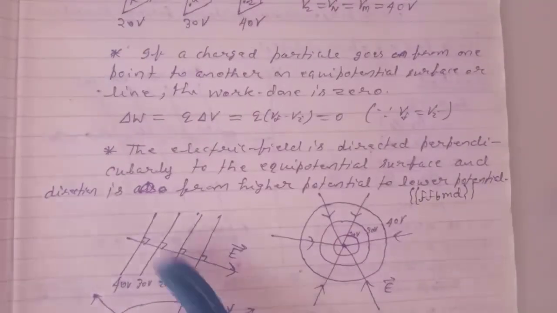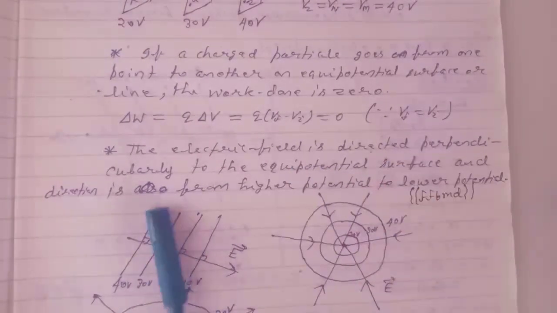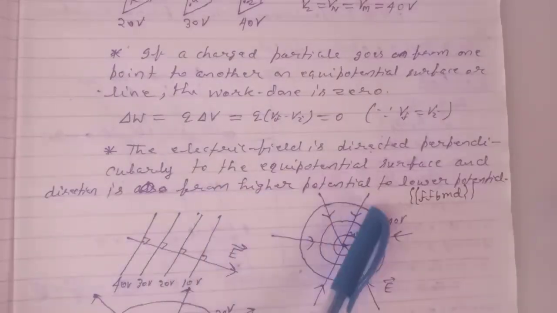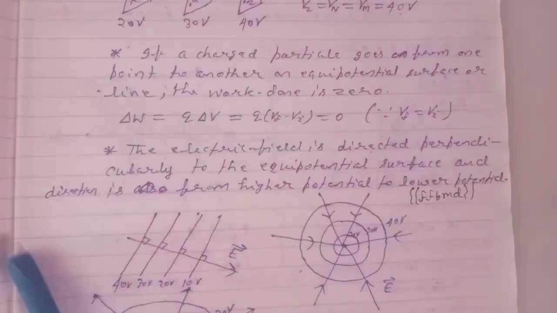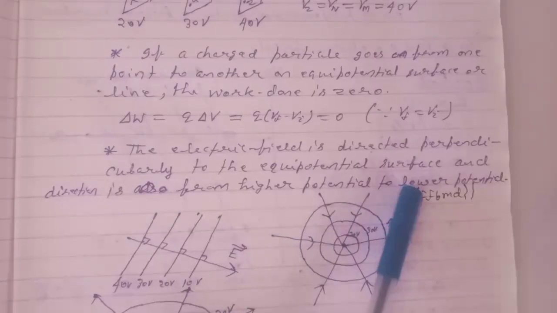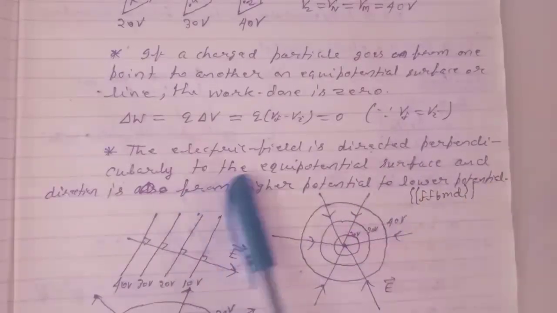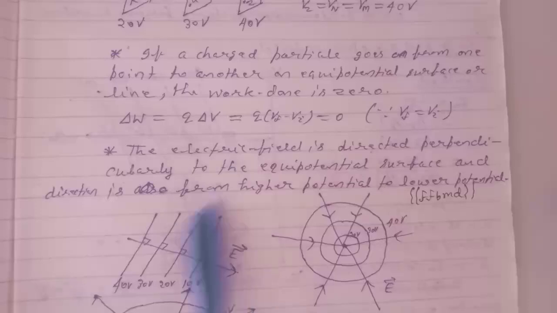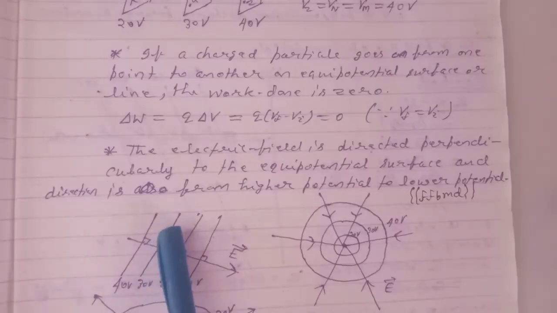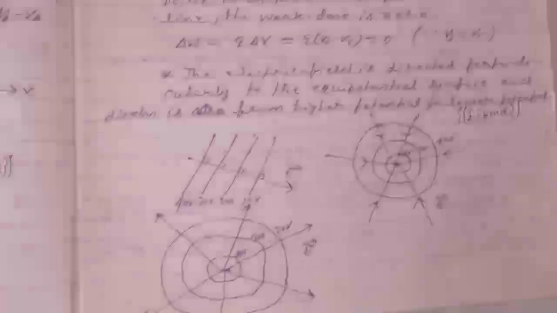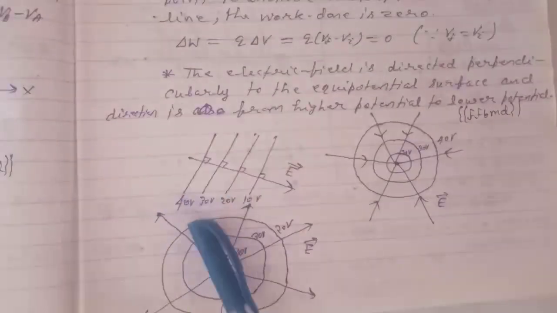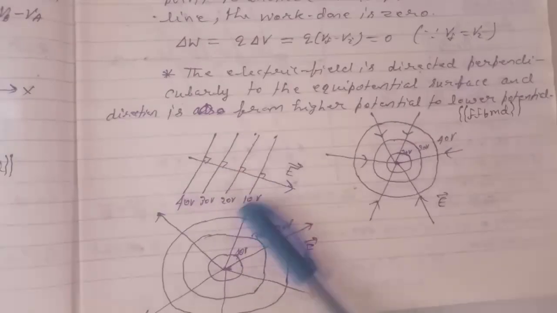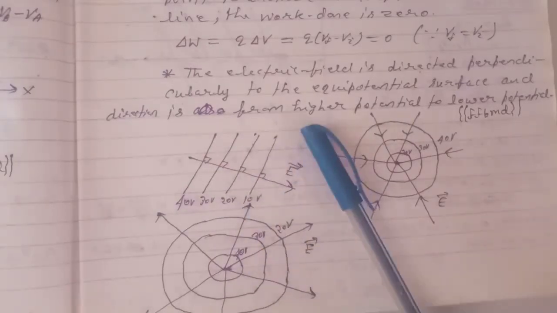Next point, the electric field is directed perpendicularly to the equipotential surface and the direction is from higher potential to lower potential. It is also an important point, that is, if we have an equipotential surface or line, then the electric field will be perpendicular to that line and will be directed from higher potential to lower potential. Here it is shown, for example, this is the 40 volt line, this is the 30 volt line, this is the 20 volt line, and this is the 10 volt line.